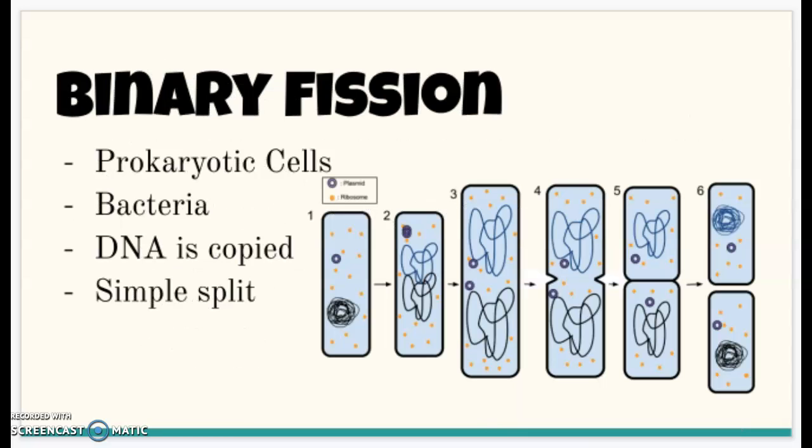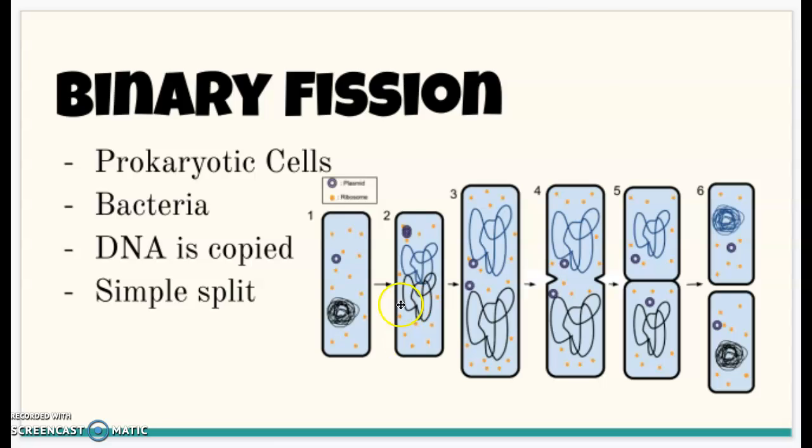So this is sort of what binary fission would look like. You have your prokaryotic cells, which means they do not have a nucleus, so they're very simple. Binary fission occurs in bacteria cells. The DNA just has to be copied, and then they're split. So it's pretty quick and easy.